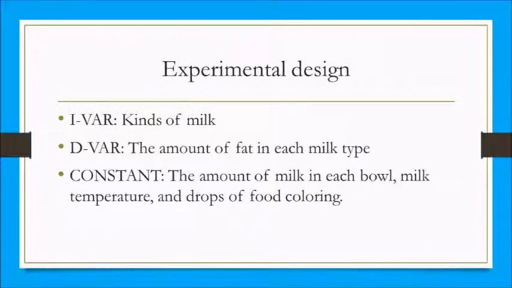Now you see we've listed our experimental design, all of our variables. The kinds of milk is the independent, the amount of fat is the dependent, and the amount of milk in each bowl and the milk temperature is the constant.